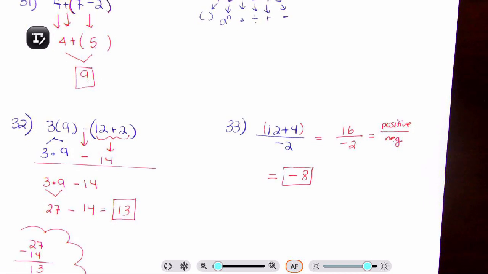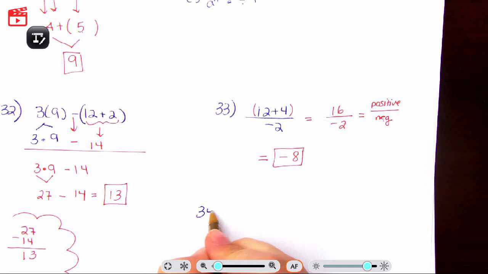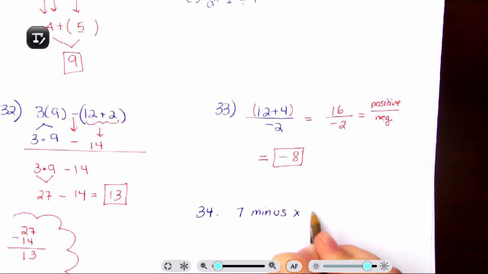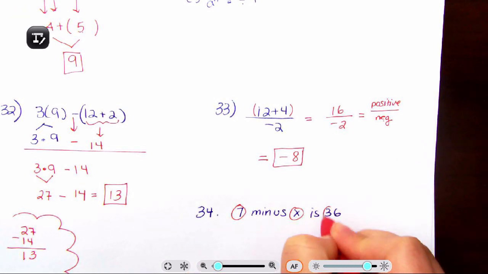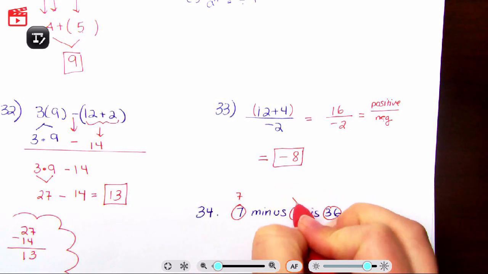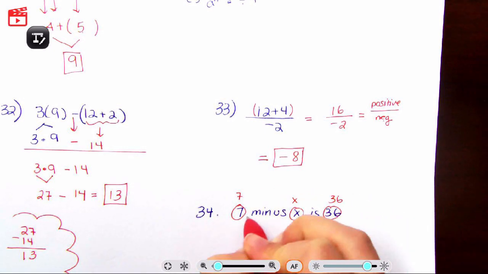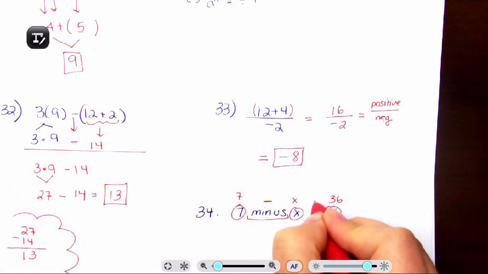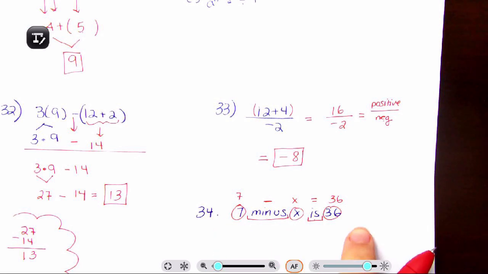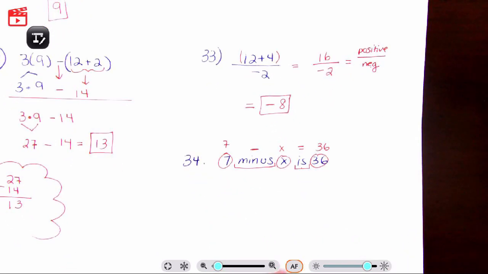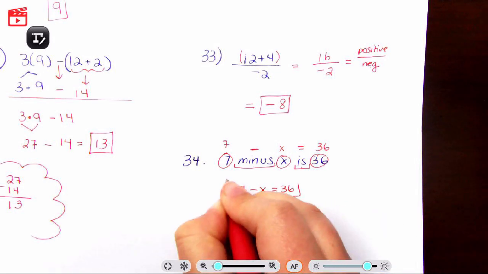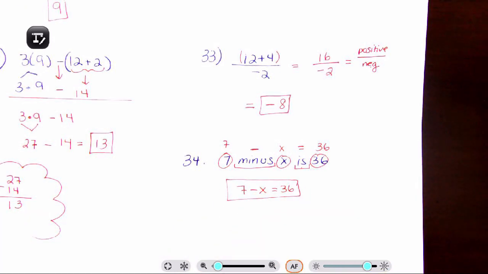Number 34 is asking us to translate. So number 34, and it says 7 minus x is 36. So this is how I like to do it. I like to circle anything that is a number or a letter. I'm going to write it the same way on top. Next, I'm going to underline words that need to be translated. Minus, I know, is a minus symbol. Is, I know, is equals. There is no than in here or from. That means we're going to write it the same way. 7 minus x is 36. That is your translation.